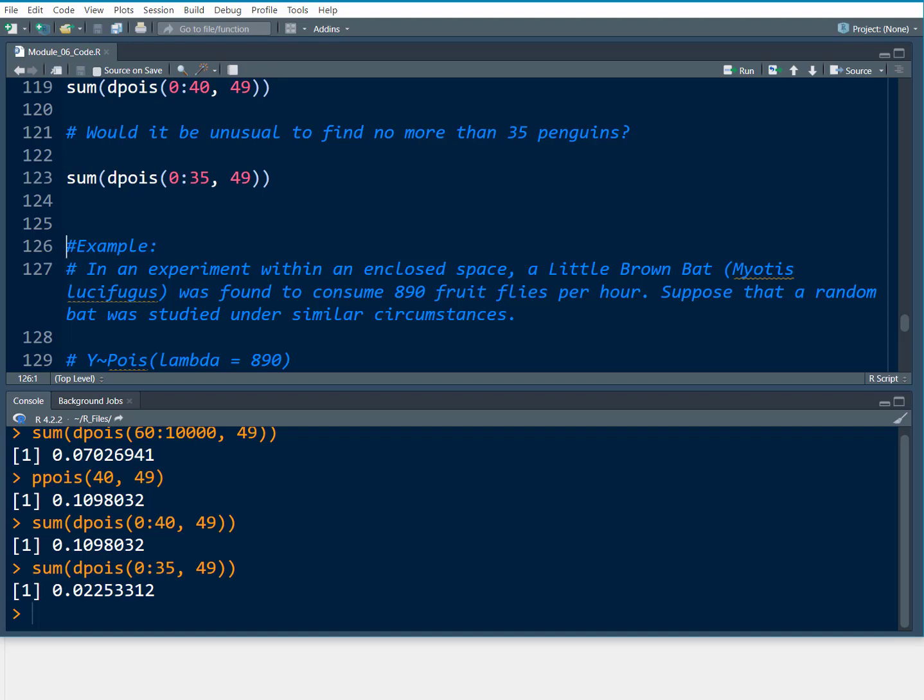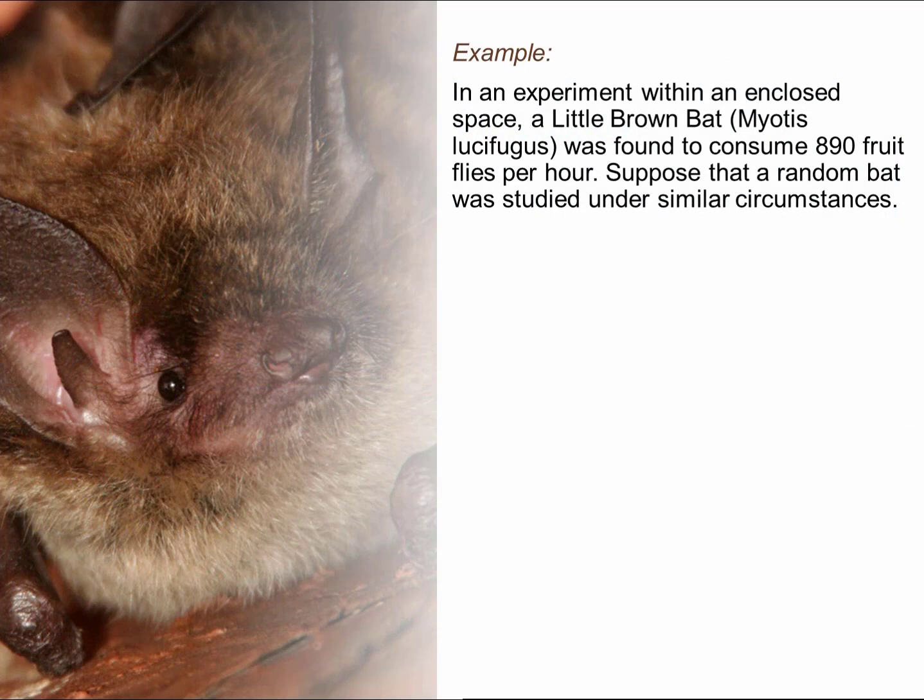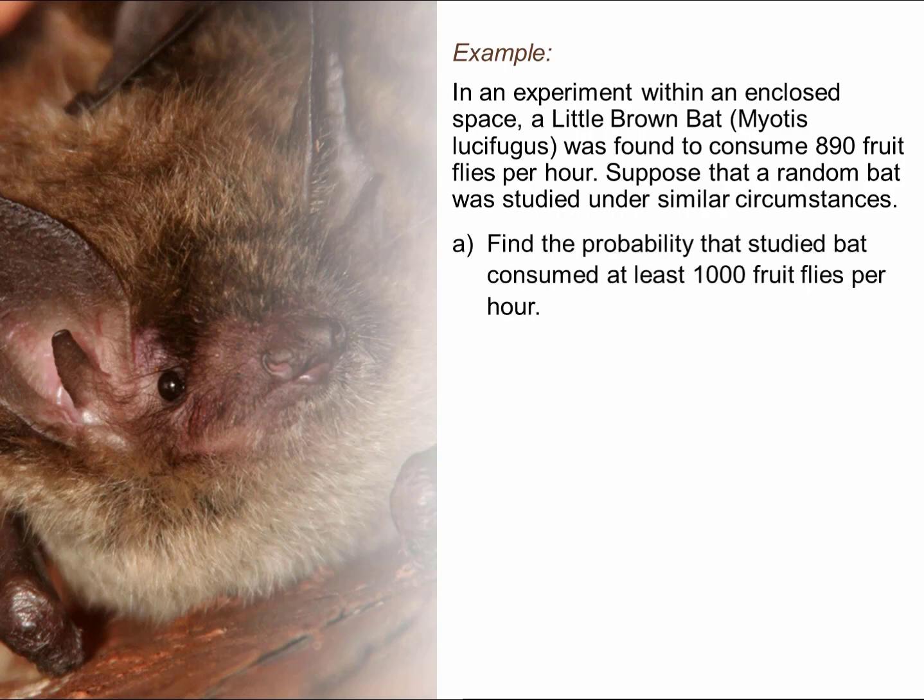Let's look at one last example. In an experiment with an enclosed space, a little brown bat, Myotis lucifugus, was found to consume 890 fruit flies per hour. Suppose that a random bat was studied under similar circumstances. An often mentioned statement claims that bats can eat 1,000 insects per hour. Find the probability that the studied bat consumed at least 1,000 fruit flies per hour.